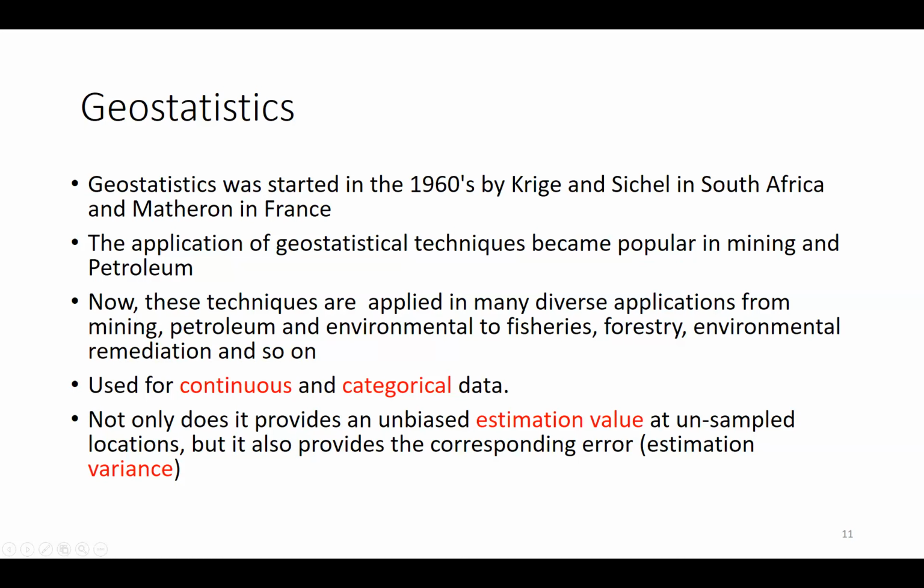In geostatistics, we can use both continuous and categorical data. And by using any sort of geostatistical estimation, we can have in hand not only the estimated value, but also the corresponding error. We call it estimation variance.